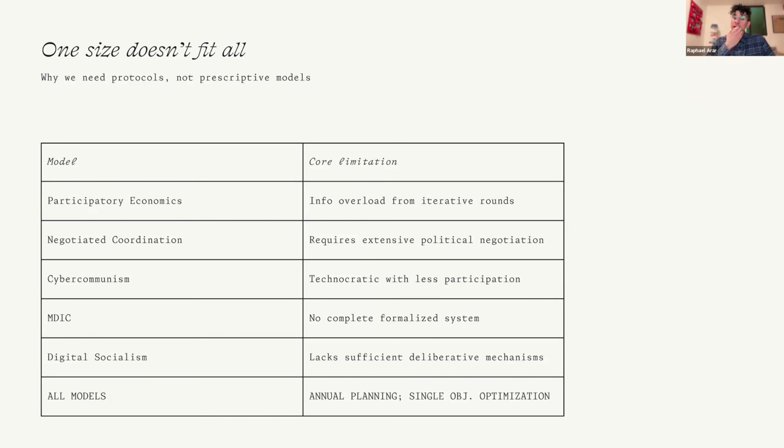So I want you all to name one protocol or one thing that you think any democratic planning system would need, regardless of which model it sits inside. You can drop it in the chat or just go off mute. I'm sorry, Raphael, can you repeat the question? Yeah, what's a protocol or one thing that you think any democratic planning system would need, regardless of which model it sits inside? One principle, one thing.